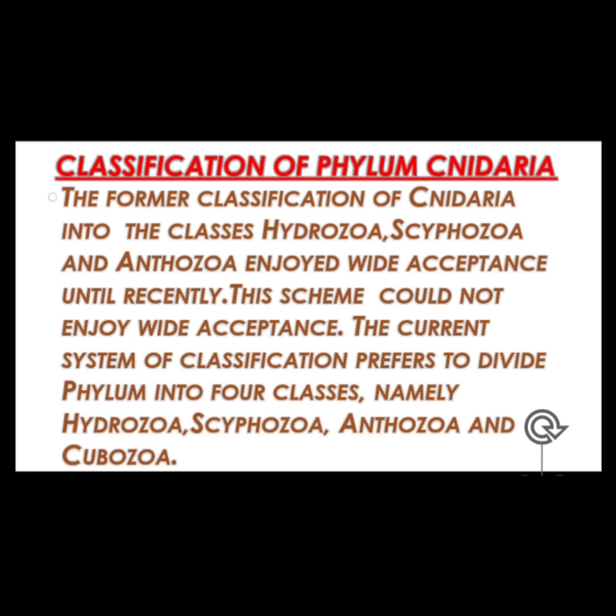Now let's see the classification of phylum Cnidaria. The former classification of Cnidaria into the classes Hydrozoa, Scyphozoa and Anthozoa enjoyed wide acceptance until recently. This scheme could not enjoy wide acceptance. The current system of classification prefers to divide the phylum into four classes, namely Hydrozoa, Scyphozoa, Anthozoa and Cubozoa.